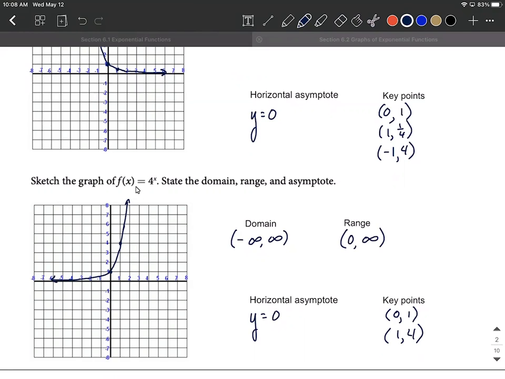All right, so I hope this helps out on identifying key points, domain, range, and horizontal asymptote, and getting nice little graphs of exponential functions.